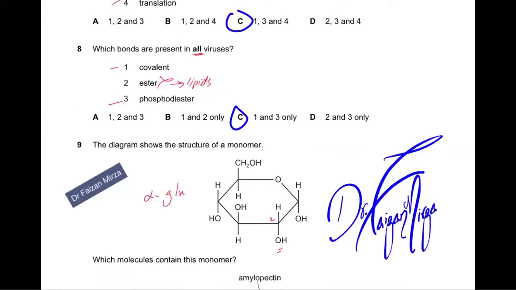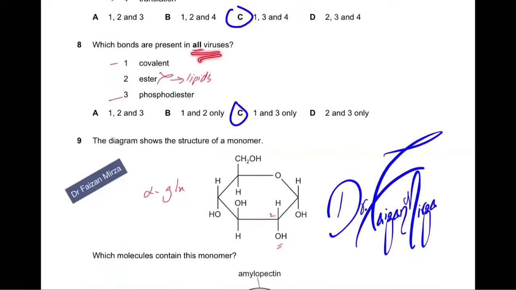Which bonds are present in all viruses? All viruses should have covalent bonds. For ester bonds, no. All viruses do not have lipids. Those which have lipids will have the ester bonds, otherwise others will not. Phosphodiester bonds, yes, are present in the nucleic acids. So again, the answer here is 1 and 3 only, which is C.